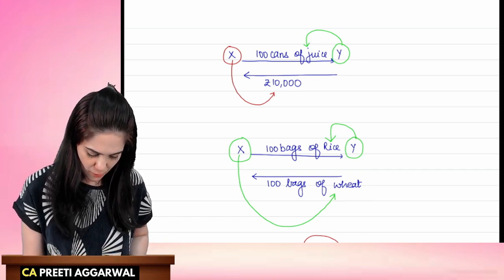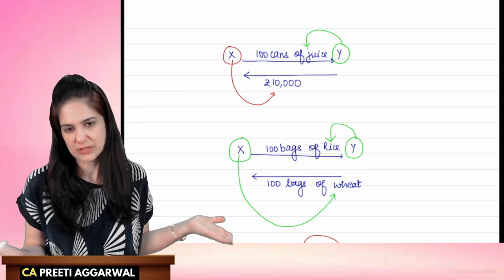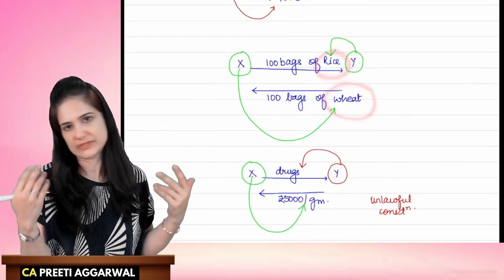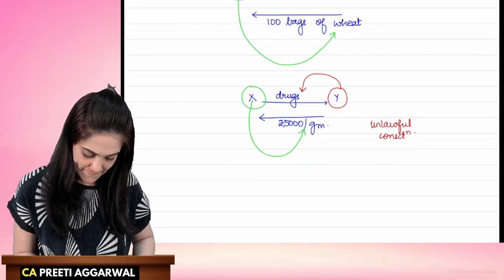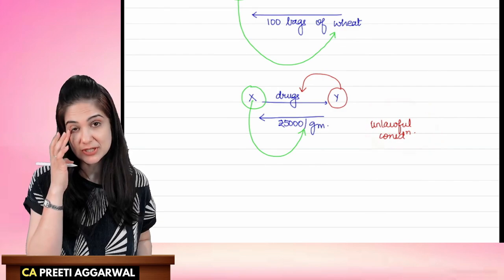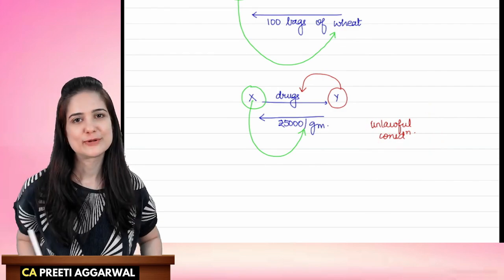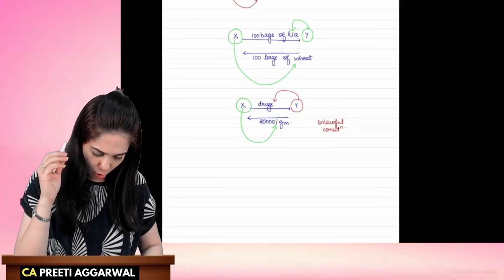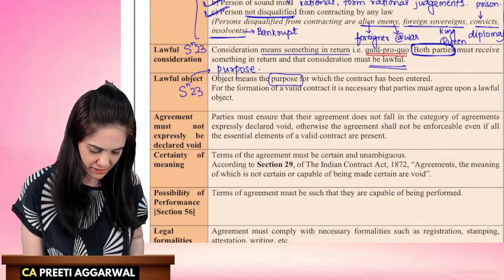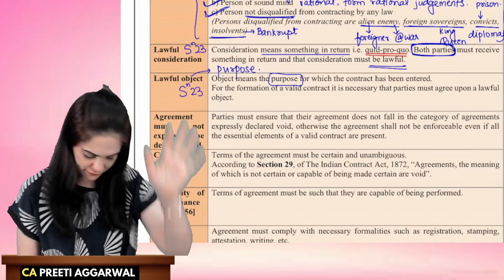Here, object is lawful. Consideration is hence lawful. The object is unlawful, so consideration is also unlawful. So, object refers to the purpose for which the contract is entered. That purpose must be lawful.